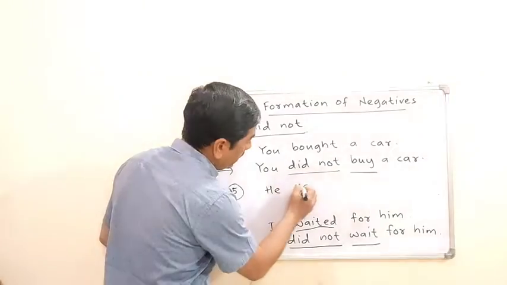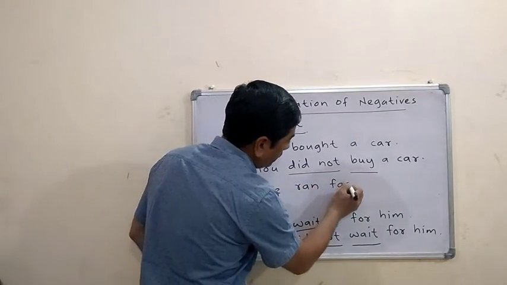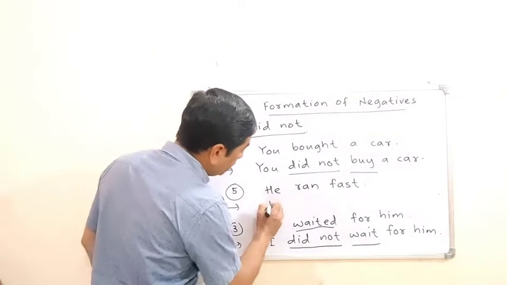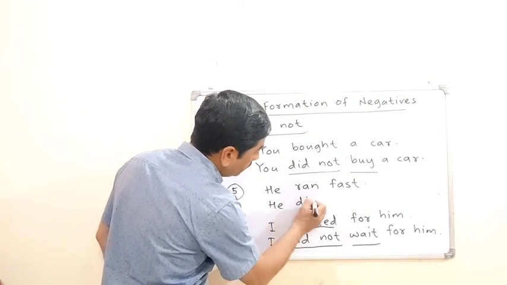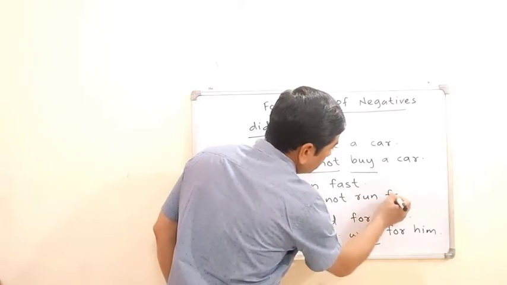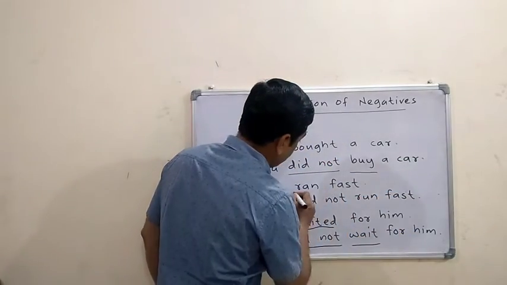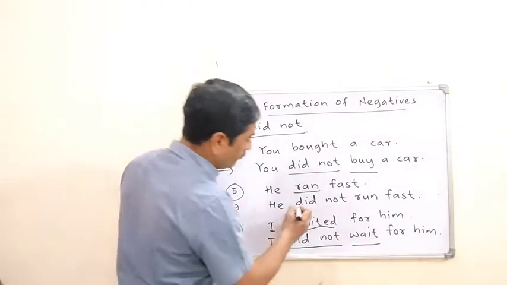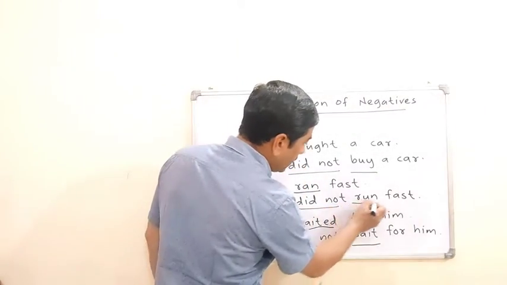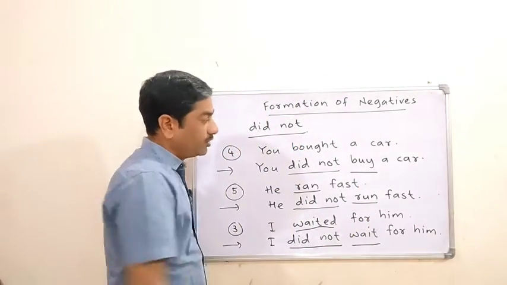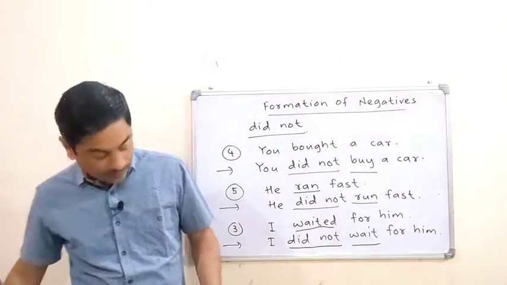He ran fast. Its negative is he did not run fast. Ran is the past form of run. So in a negative sentence, we make use of did not and the present form of the verb. He did not run fast.